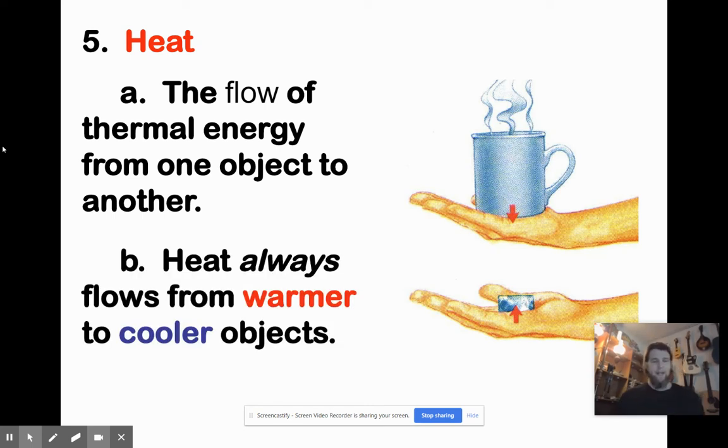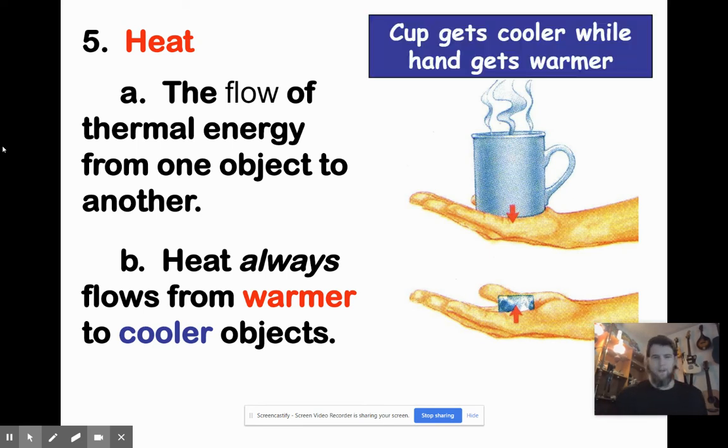And so the thing to take away from that is that heat always flows from a warmer to a cooler object. It cannot reverse and go the other way from a colder to a warmer. It violates all types of thermodynamic laws, and the universe as we know it would cease to exist. So don't even try it.